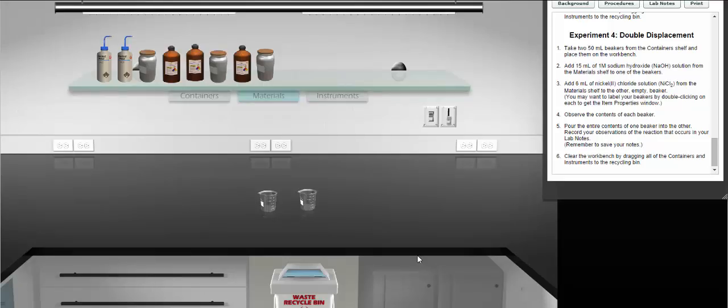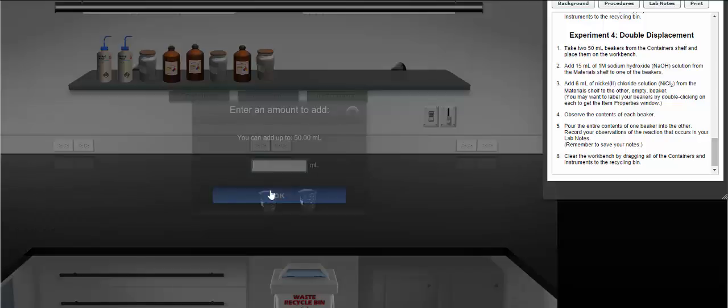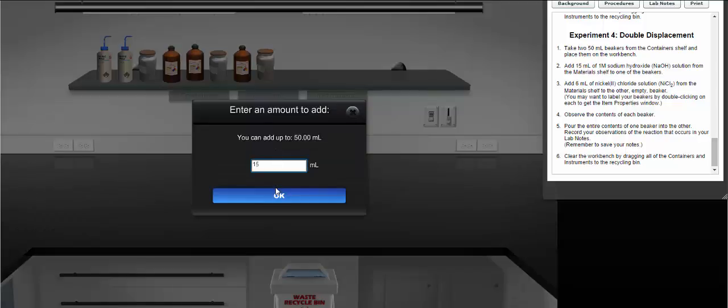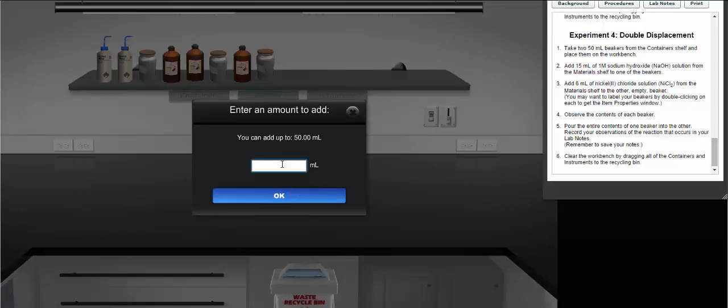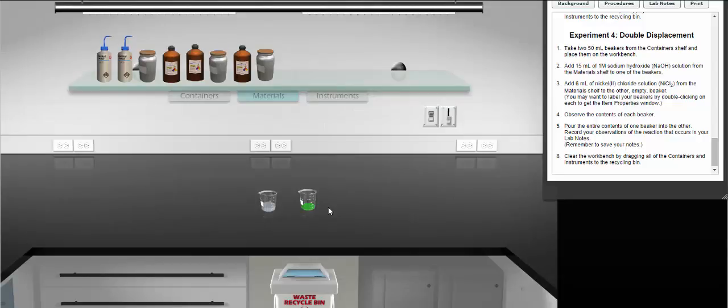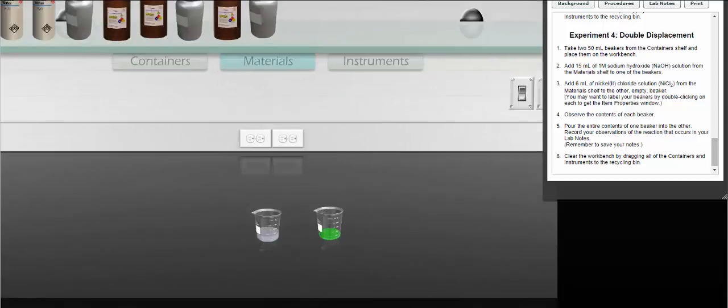So we start off with two 50 milliliter beakers. First we're going to add 15 milliliters of 1 molar sodium hydroxide to one of the beakers. In the other beaker we're going to add 6 milliliters of 1 molar nickel chloride. You can see that nickel chloride has a greenish tint while sodium hydroxide has a grayish tint.